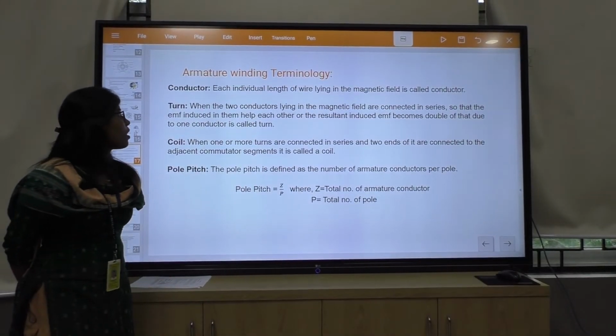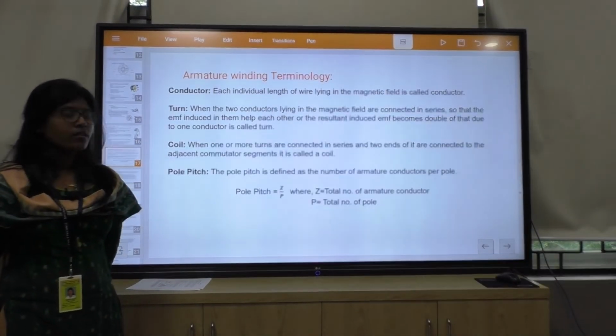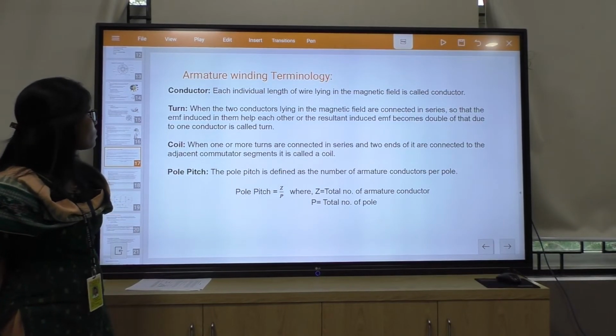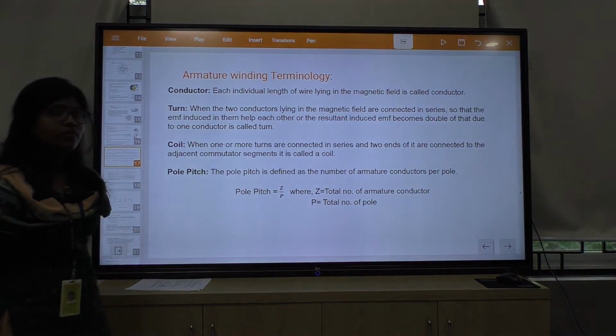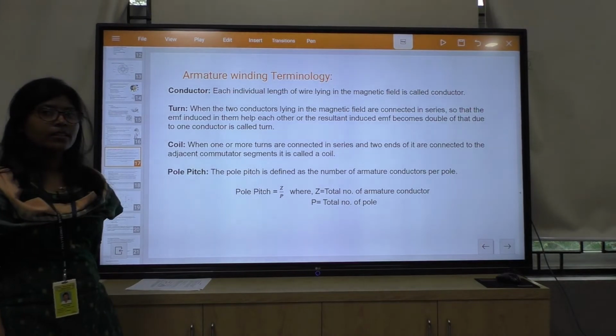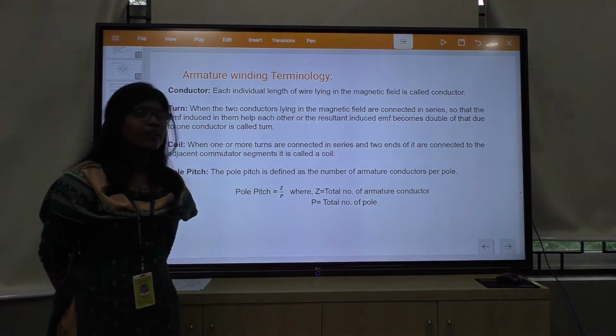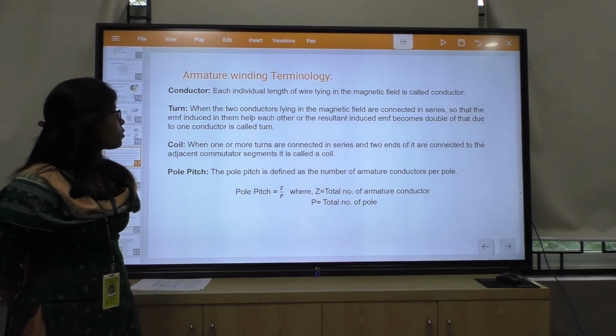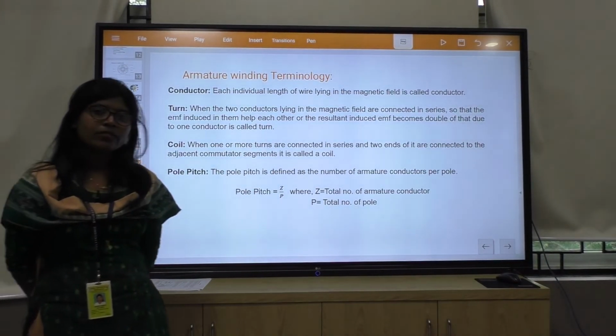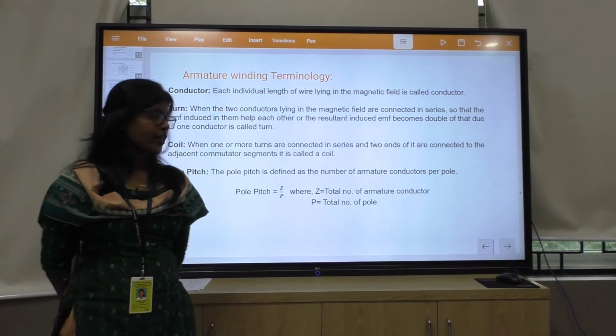Next, armature winding terminology. First, we will learn the terms of armature windings. First, conductor. What is a conductor? An individual length of wire lying in the magnetic field is called a conductor. So, the wire which is lying in the magnetic field is called a conductor.